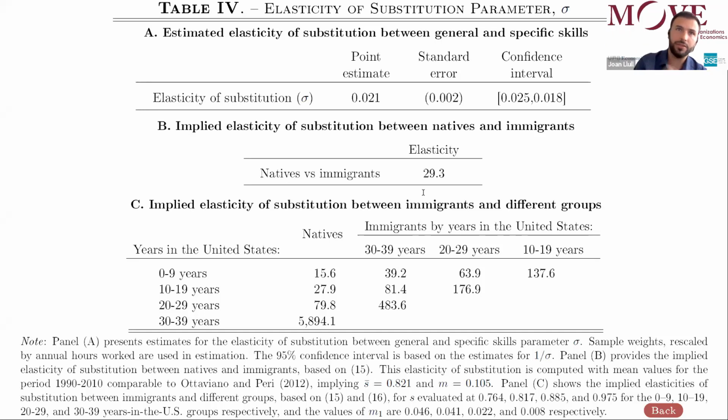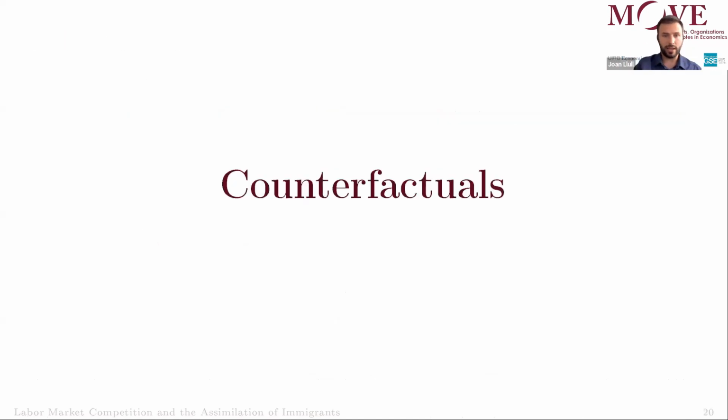Okay, and then the third panel computes the elasticities of substitution across different groups of individuals, immigrants of different maturity with natives, and also with other immigrants with different years in the US. And what you can see here is that newly arrived immigrants and natives are very imperfect substitutes, whereas immigrants that have been more than 30 years in the US are essentially perfect substitutes to natives, okay? And as you compare them with other immigrants, you also have this gradient of imperfect substitutability. So that's all I'm going to say about estimates.